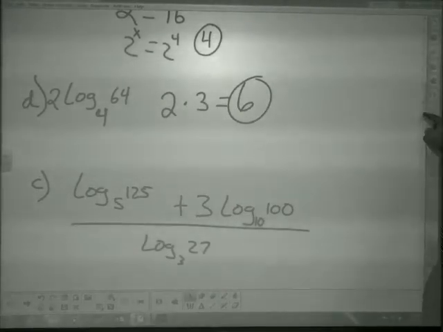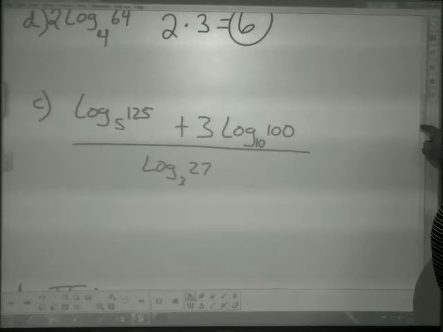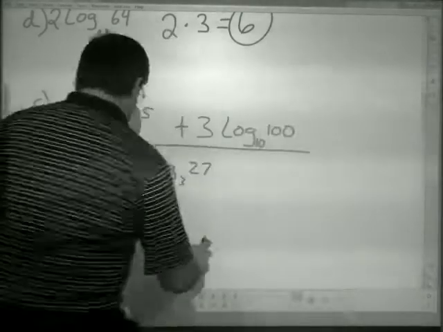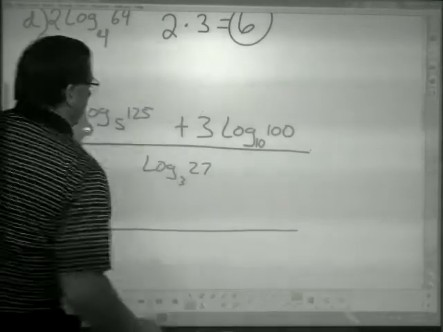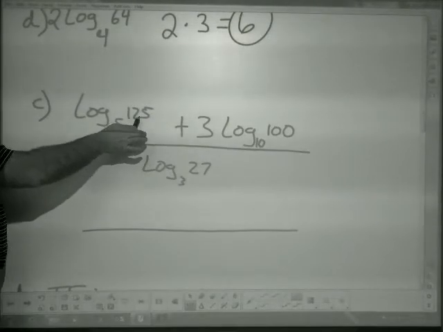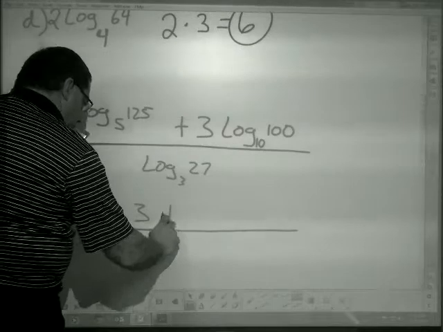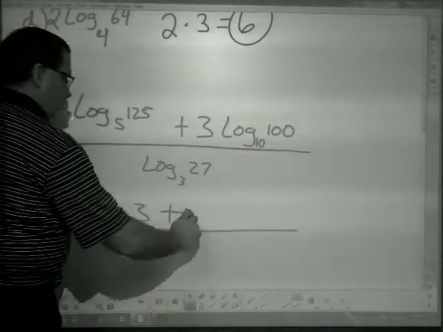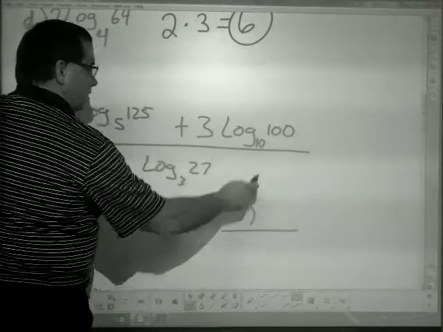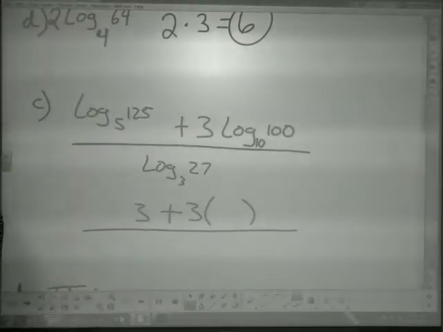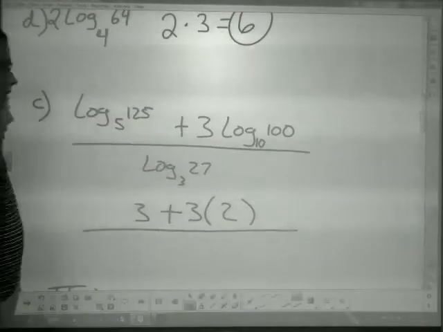Well, I'm evaluating each of these pieces, okay? So let me put out my fraction line. All right, on top, 5 to what power is 125? Well, that's 5 to the third power. Plus 3 times 10 to what power is 100? 10 squared is 100.